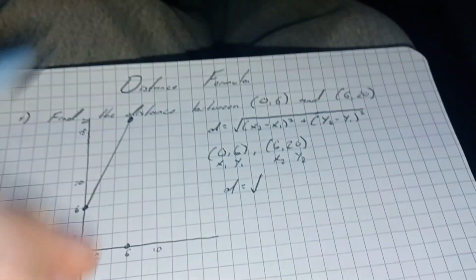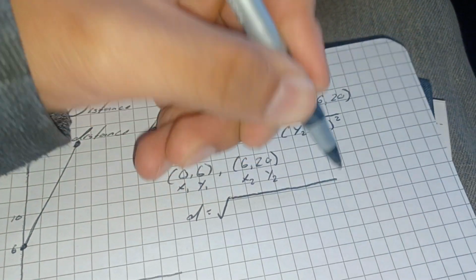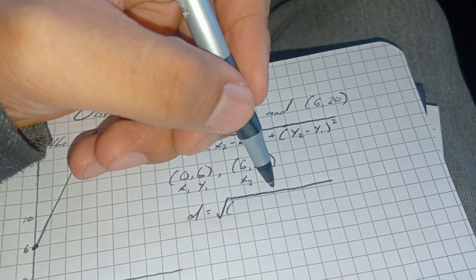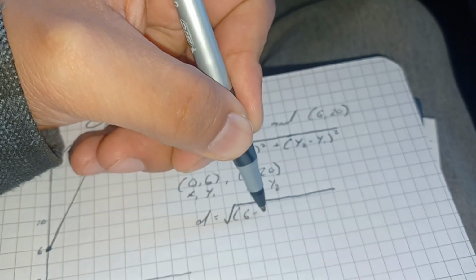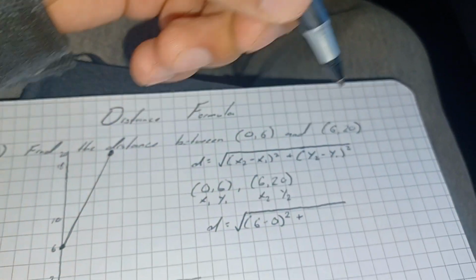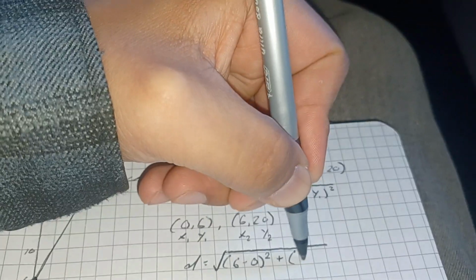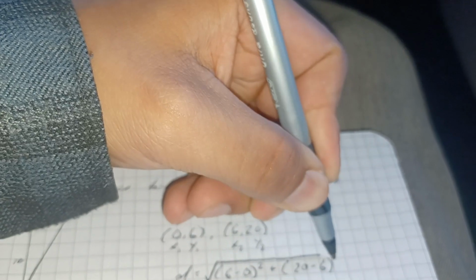So we get d equals the square root of (6 minus 0) squared plus (20 minus 6) squared.